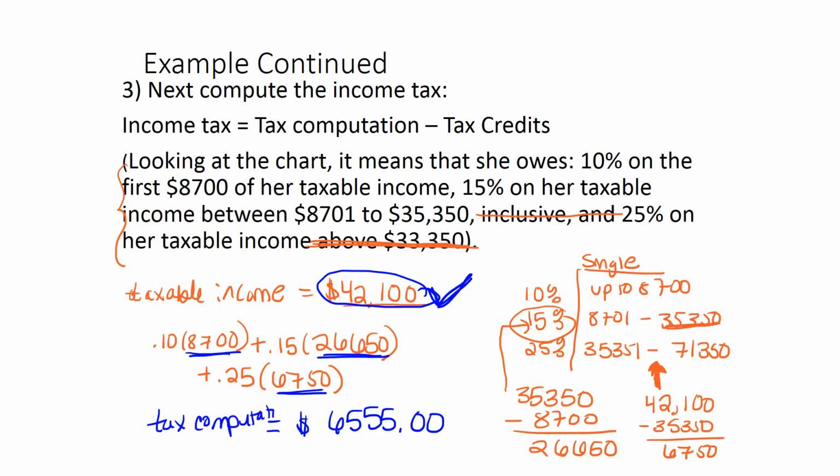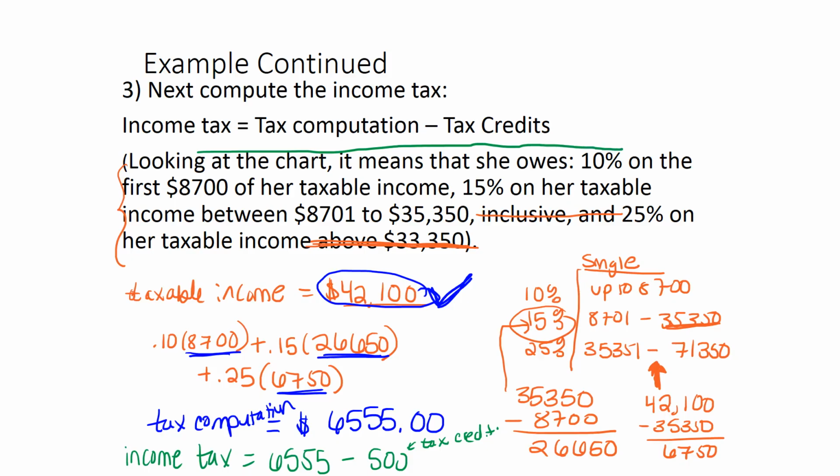And then we just need to subtract any tax credits, right? Let's look back, the tax credit was 500. So the total income tax that she will need to pay is 6,555 minus 500, which was the tax credit. Right up here it says income tax is tax computation minus tax credit. So that looks like $6,055 is what she is going to have to pay for income tax.